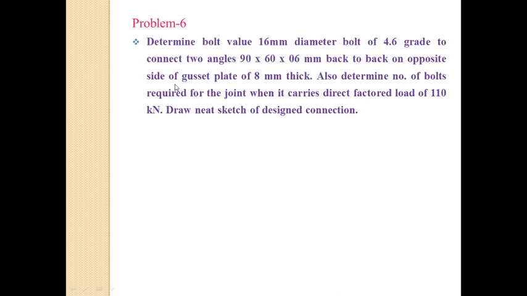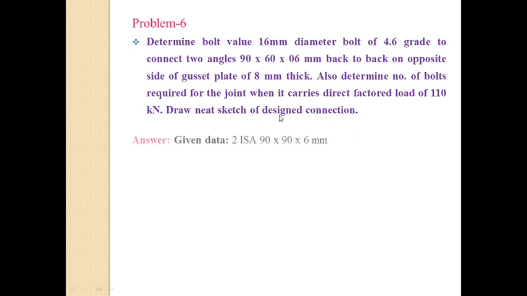So next problem, problem number 6. The statement of the problem: determine the bolt value of a 16 mm diameter bolt of 4.6 grade, connecting two angles. The angle quantity is 2, 90 by 60 by 6 mm, connected back to back on opposite sides of a gusset plate of 8 mm thickness. Also determine the number of bolts required for the joint when it carries a direct factored load of 110 kN, and draw a neat sketch of the design connection.